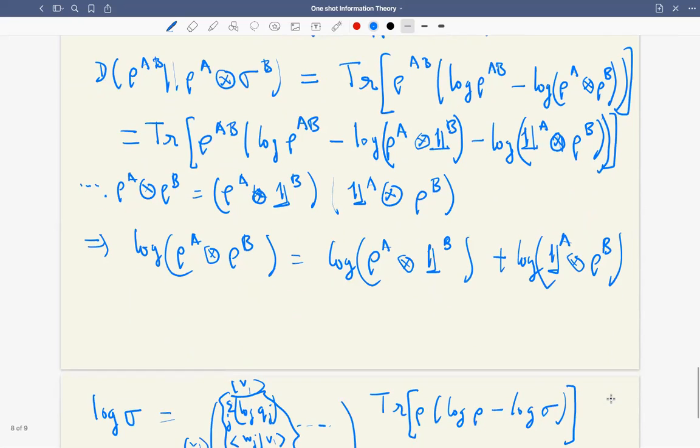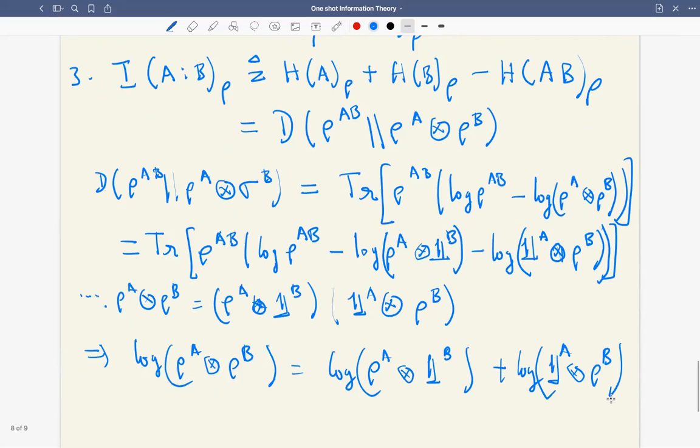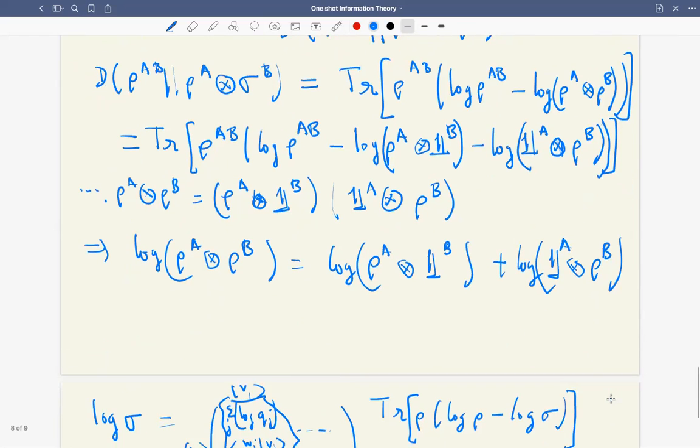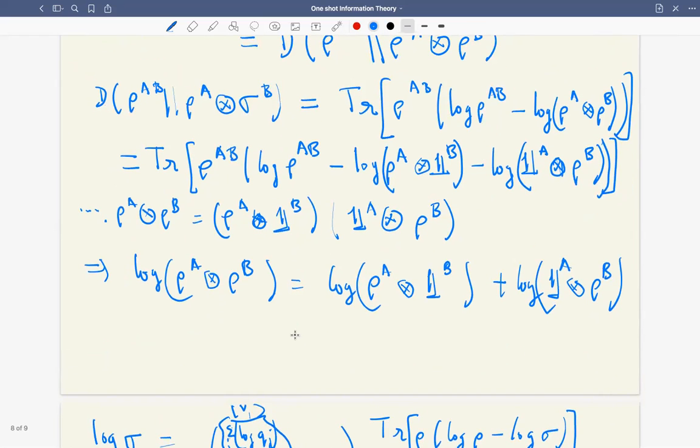Now why is this? Oh, where did it insert the page? I have to reorder the page. Okay.